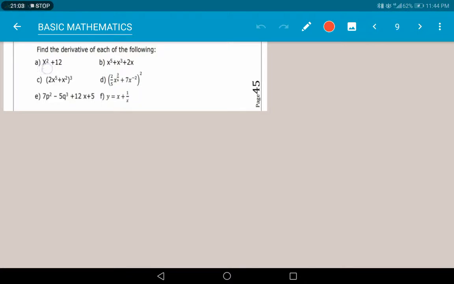So some functions are given: x square plus 12, x power 5 plus x cube plus 2x, like that. Okay, see, first one, d by dx of x square plus 12. Same, d by dx of, first separate the derivative, then 2 into x to the power of 2 minus 1 plus it is constant, 0. Therefore 2x is the derivative of this function.